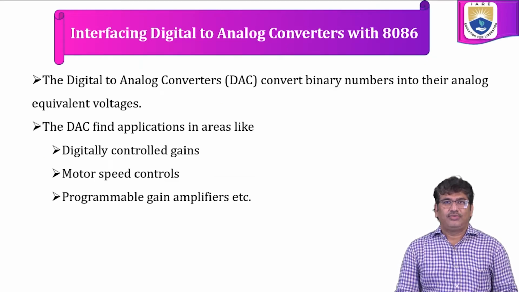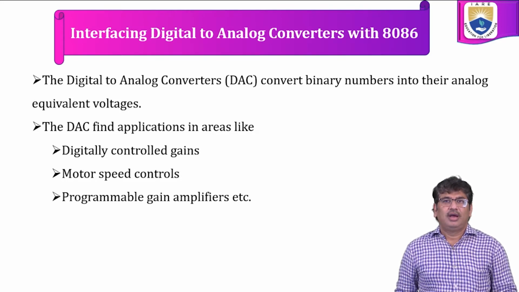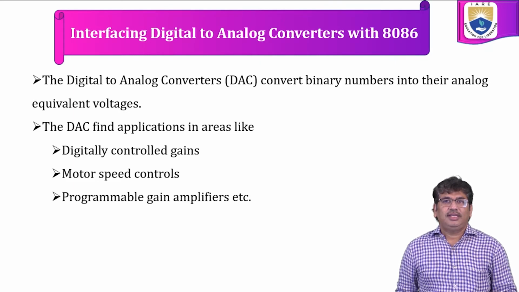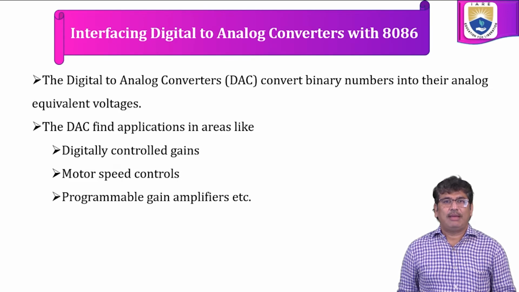The digital to analog converters, which are predominantly known as DAC, convert binary numbers or digital data into their analog equivalent voltages. At the output side, the DACs may give voltage or current as output. The desired output level is voltage, so if you get current, we have to convert it into voltage. DACs find applications in areas like digital control gains, motor speed controls, programmable gain amplifiers, and a few waveform generators.